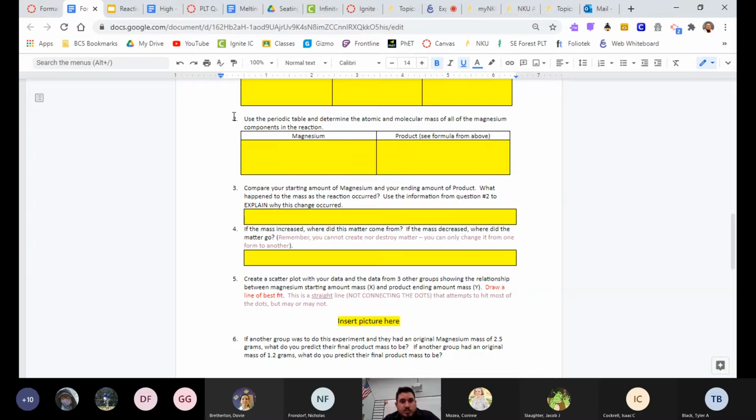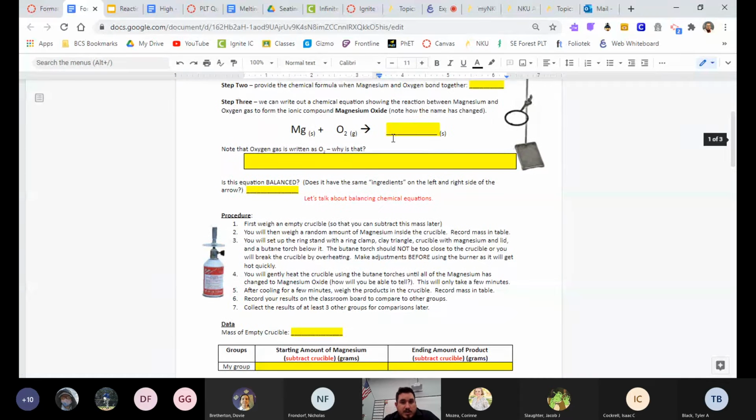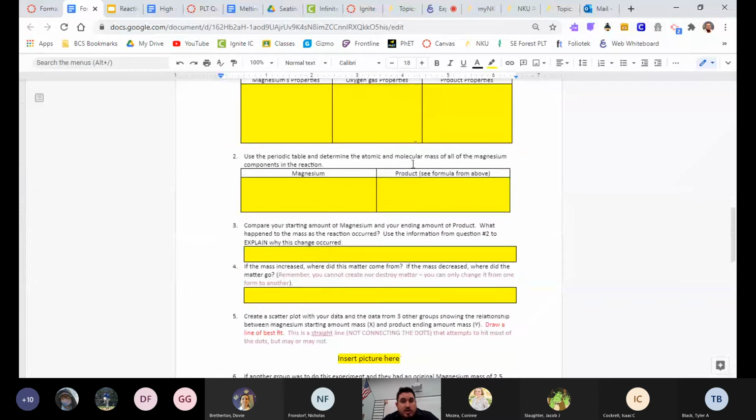There was one question with number 2 here. Question number 2, we need to look at the periodic table. What is the mass of magnesium? And then what is the mass of the product? Well, the product is up here. We talked about that already. So all you have to do on a periodic table is just look at the mass numbers. And the product is 2 elements. Add those 2 masses together for that, okay?